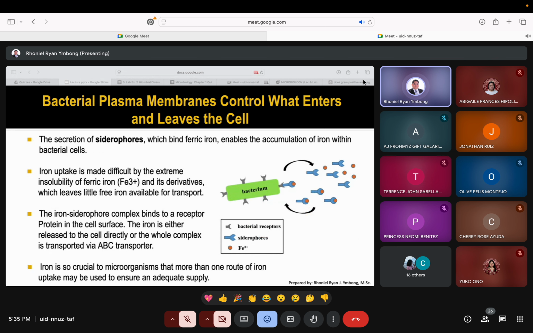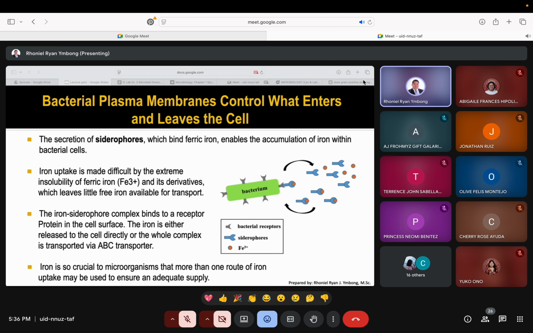You also have what you call the siderophores, which are actually secretions of your bacterial cell that are highly specific with iron. So they bind with ferric iron that enables the accumulation of iron within the bacterial cell. So again, these are quite highly specific. So this time your siderophores are specific for iron alone. So this is how your bacterial cell triggers the movement of the specific iron ions coming from the environment going in.